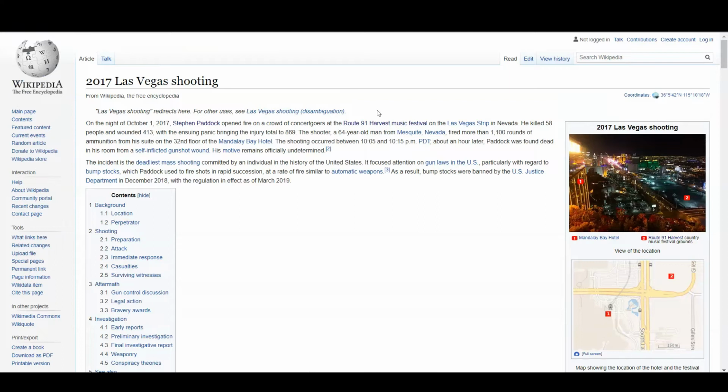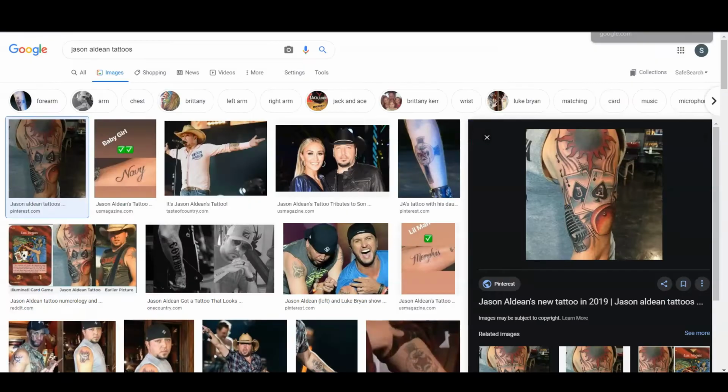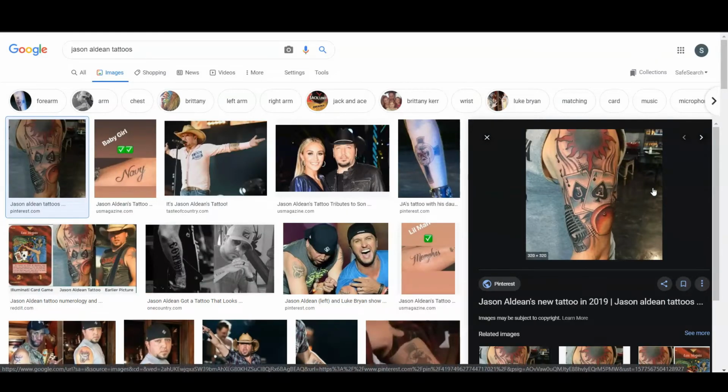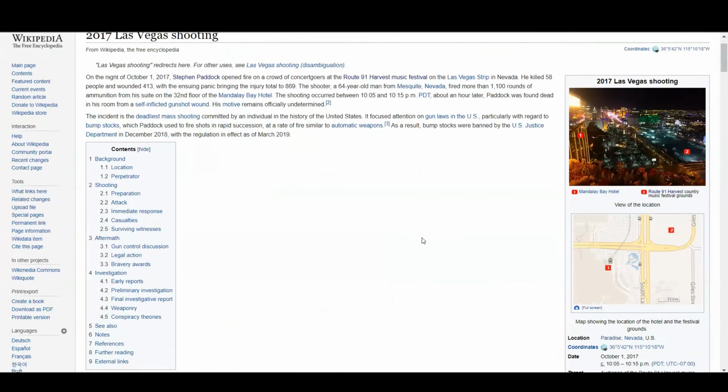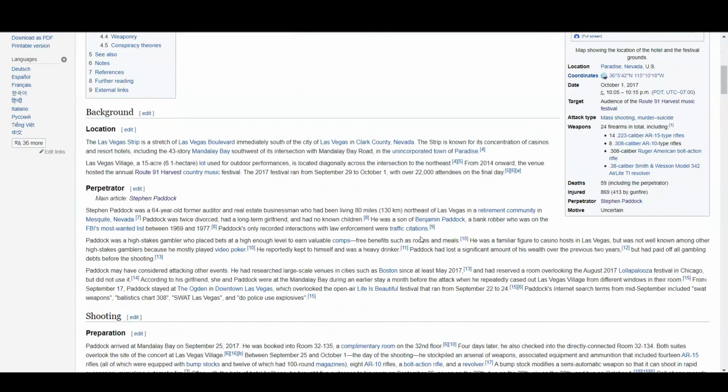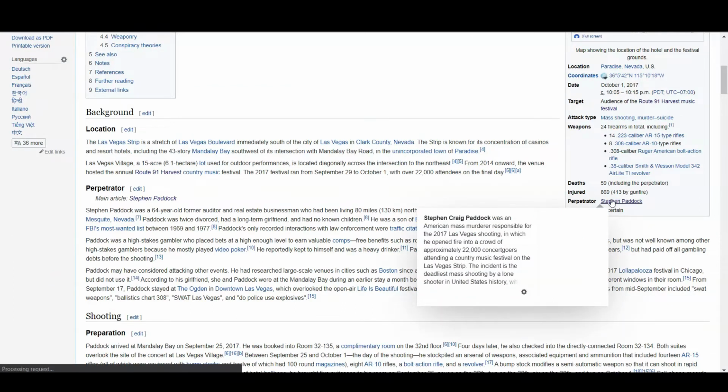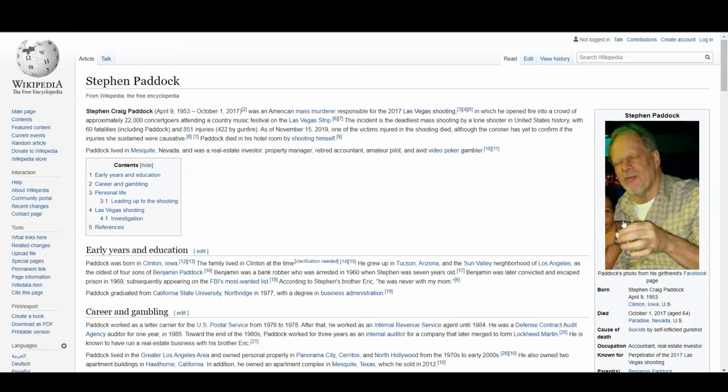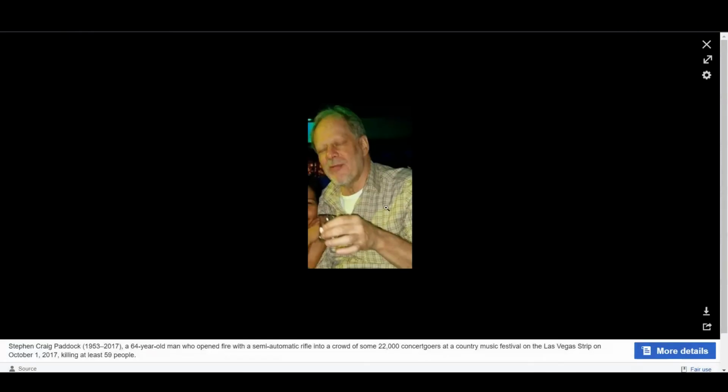The shooting at the Route 91 Harvest Music Festival happened during a Jason Aldean concert. And Jason Aldean, of course, has this tattoo of a blackjack or a 21 on his arm. This was all a ritual to Revelation. And if we look at the shooter here, Stephen Paddock, you can see he has a 13 tattooed on his neck.